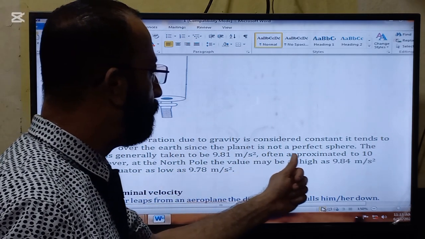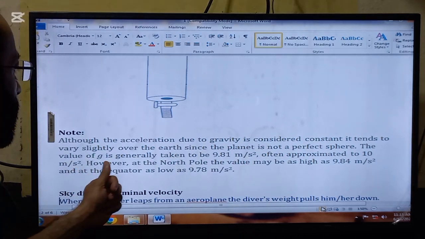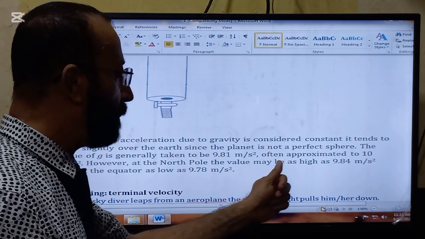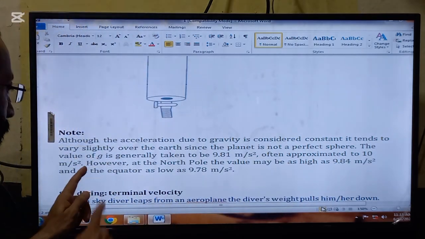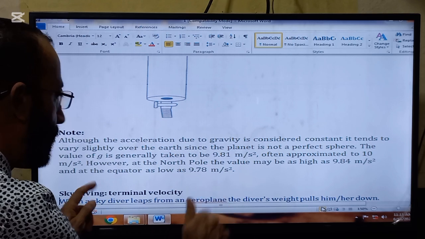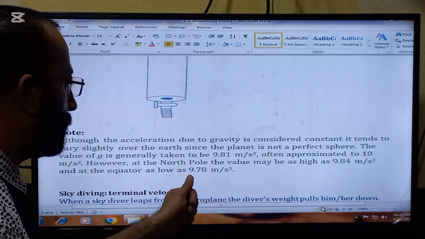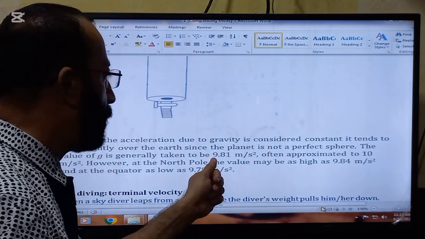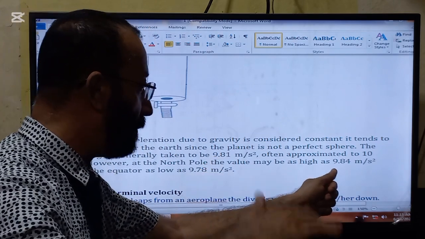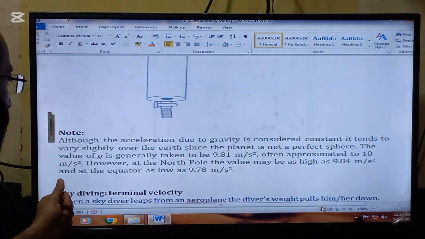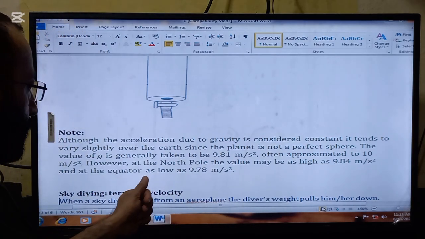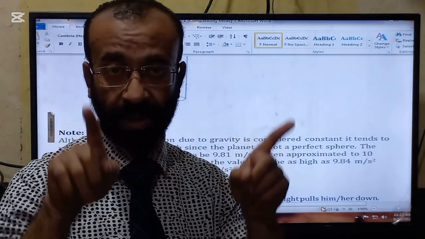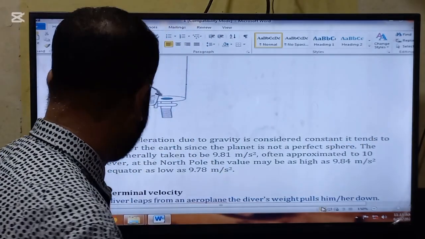Since the planet is not a perfect sphere, the value of g is generally taken to be 9.81 meters per second squared, often approximated to 10. However, so this is the point to understand. At the North Pole, the value may be as high as 9.84 instead of 9.81. So, a higher value at the North Pole and a lesser value at the equator, as low as 9.78, because the Earth is not a regular sphere. It bulges at the corners.